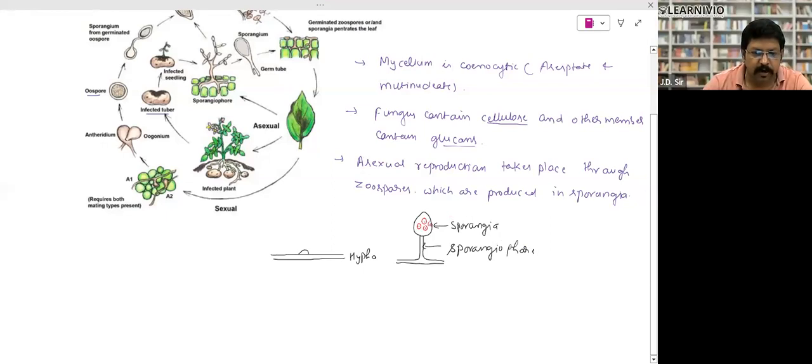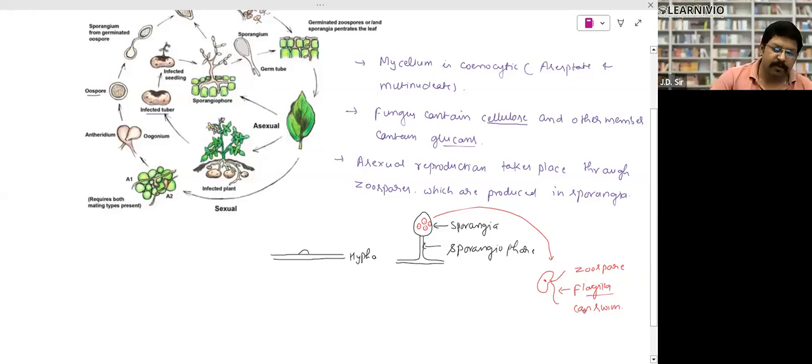On favorable conditions, this sporangia will rupture, and after the rupturing, these zoospores will come out. So what are these zoospores? Zoospores have this kind of structure, right? They have flagella, meaning they can swim. So these kind of spores are called zoospores. When sporangia rupture, zoospores come out, and they can spread by swimming.